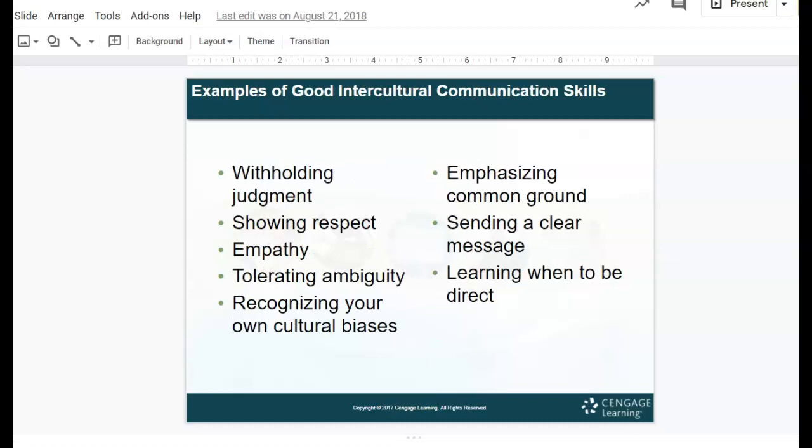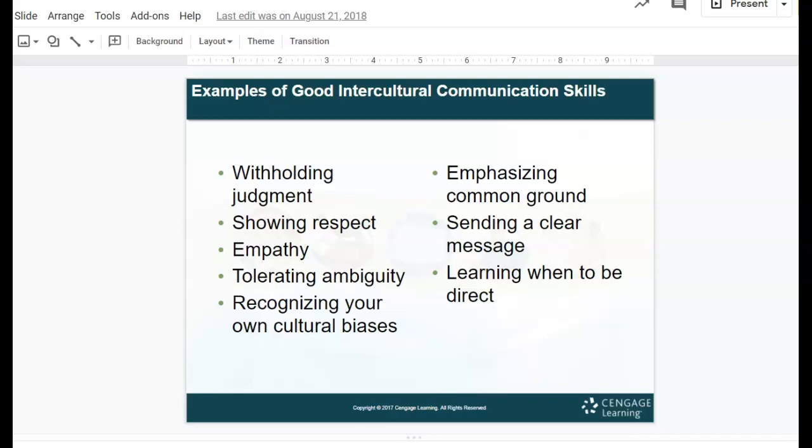An example of good intercultural communication skills is to withhold judgment. We as medical assistants and medical professionals cannot place judgment on anyone. That is not our job. We are there to provide them with the most care that we can. Showing respect, empathy, tolerating ambiguity. You're going to run into people who maybe have cultural biases against you, or don't want you to take care of them because of their own cultural beliefs. You have to deal with that. You have to be able to mediate that and still give them the best care that you can.